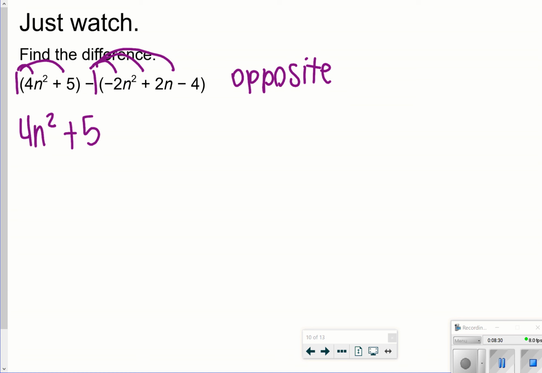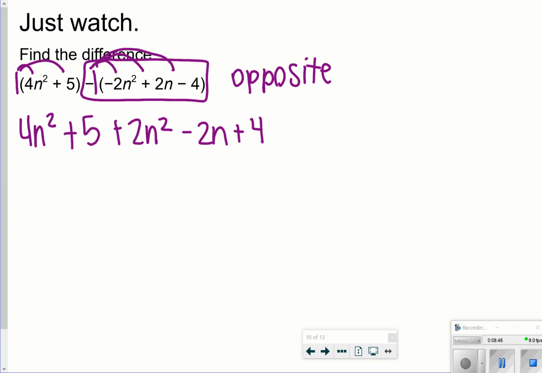So that means negative 1 times negative 2n squared is a positive 2n squared. Negative 1 times a negative 2n is negative 2n. And negative 1 times negative 4 is a positive 4. So you just change everything to its opposite just in this last section. And then you can combine like terms like we did before.